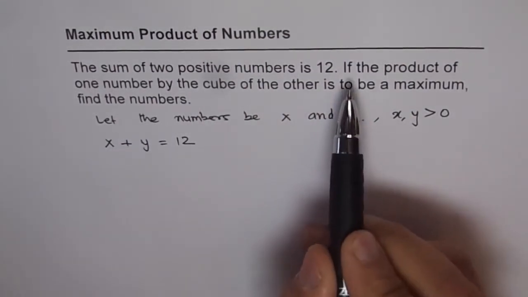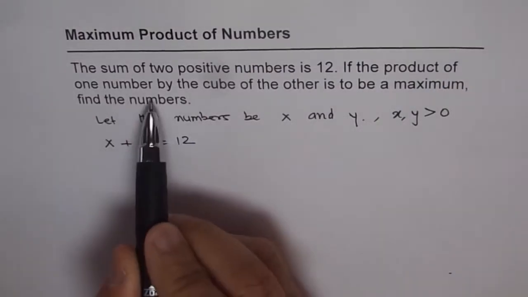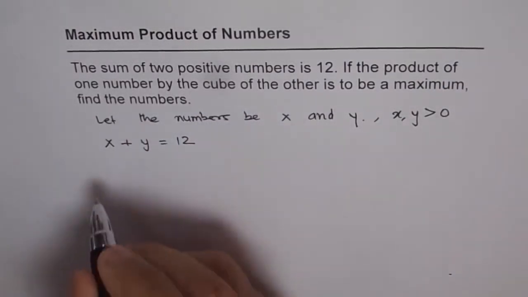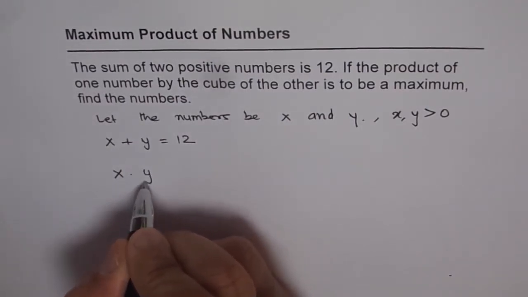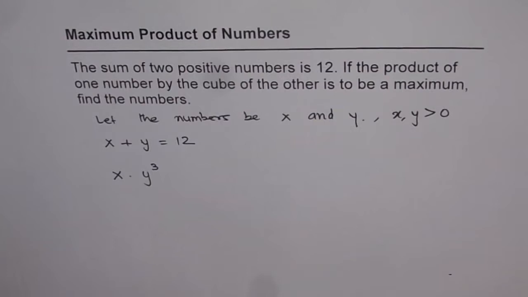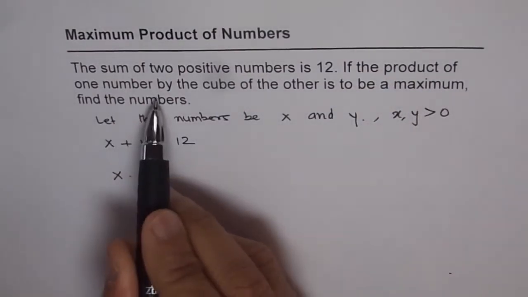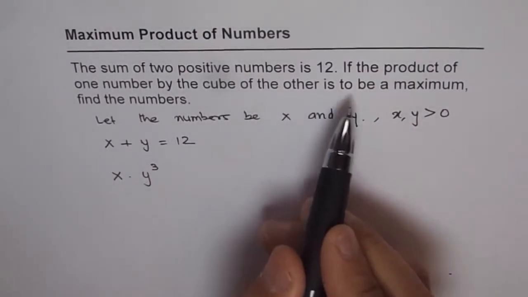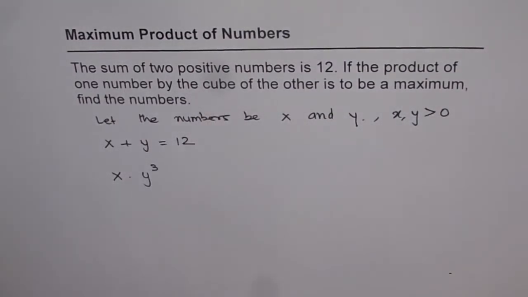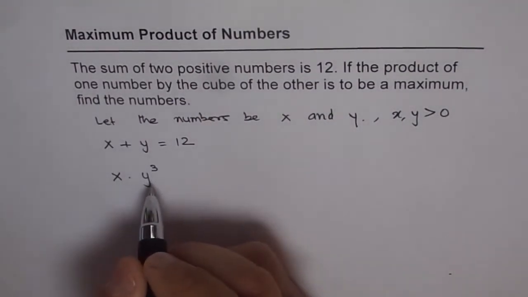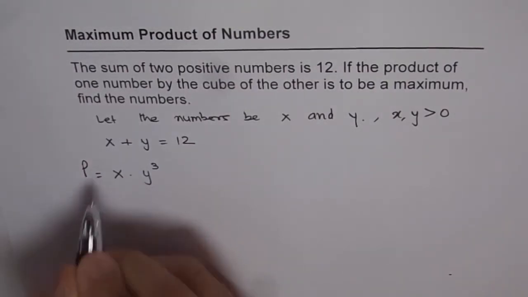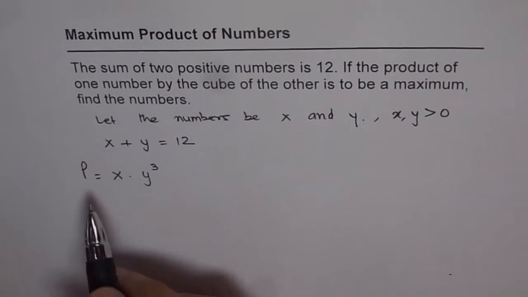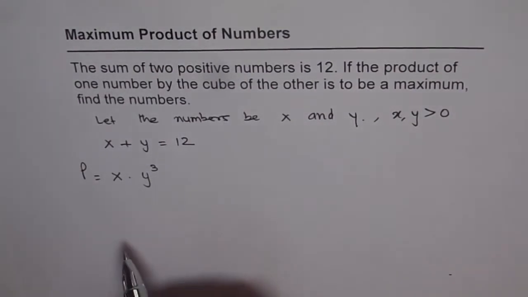Now let's move on. The product of one number by the cube of the other, that means we are saying x times y cube. This is what we are interested in. If the product is to be maximized, find the numbers. Whenever we say product, we have to define another variable, so let the product P be equal to this. Do you get my point? Now we have an equation in two variables. That is difficult to solve.